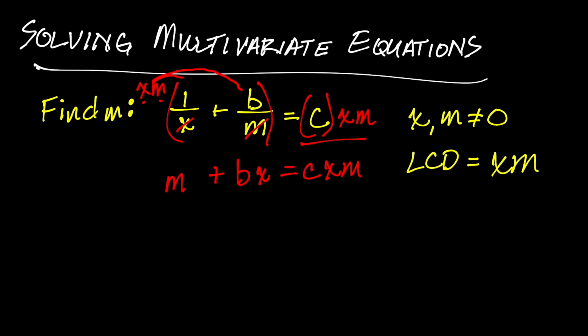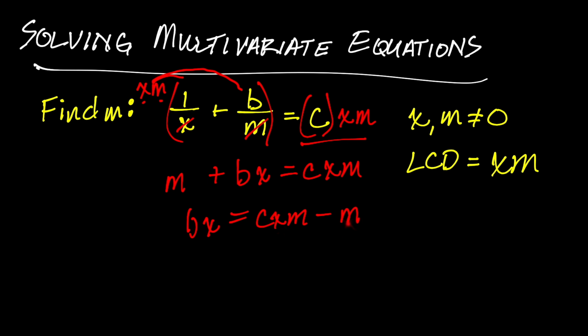Make it a little bit easier to solve. All right, when you have these multivariates, the next thing you want to do is get all of the m's together, because that's what we're solving for, is we're trying to find m. So I'm going to subtract m on both sides. So that's going to move it from here. It's a plus on the left. It's going to be a minus on the right. So let's go ahead and do that. So that would give us bx equals cxm minus m.